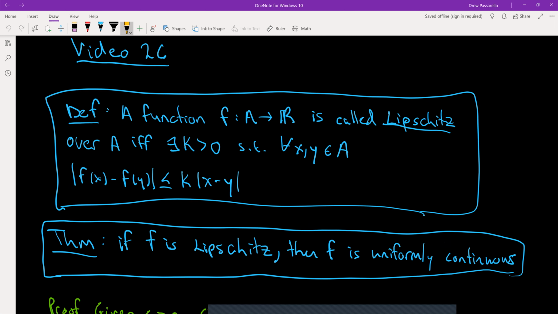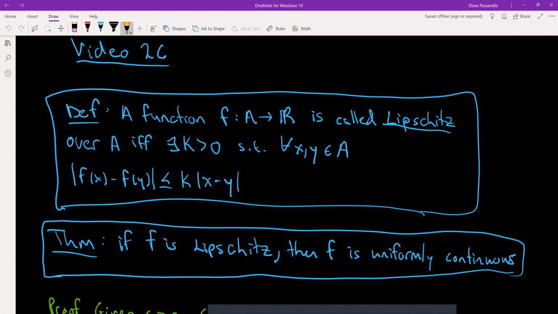So a function is called Lipschitz. I'm not sure if I'm pronouncing that right, but Lipschitz. A function is called Lipschitz over A if and only if there exists some positive number k such that for all x and y in A, we have that the absolute value of f of x minus f of y is less than or equal to k times the absolute value of x minus y. So that's what it means for a function to be Lipschitz.